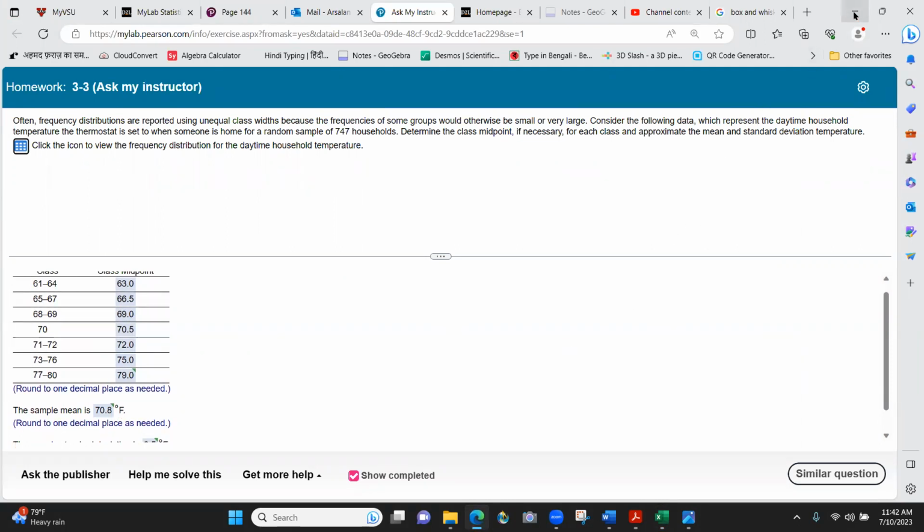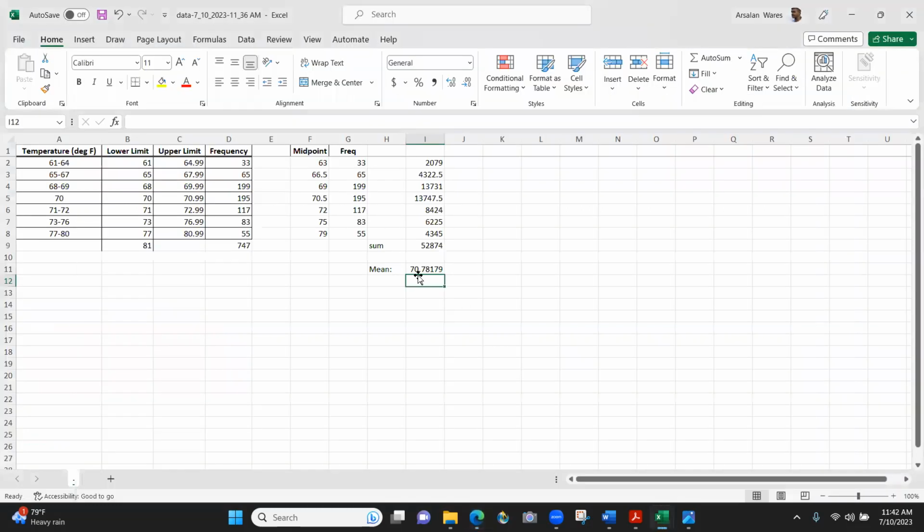It's going to be the sample standard deviation, because it clearly says it's a sample. Let's go ahead and do it. This is the mean. I'm going to do it on the right-hand side just to keep things simple. I'm going to bring the midpoint here. I'm going to bring the frequency here. I don't have to, but I like to keep things separate.